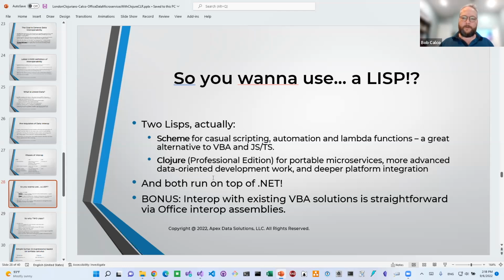And of course, there's a deeper platform integration with Clojure than pretty much any other scripting language. But both of them run on .NET, which means that as a bonus, we can interact with VBA solutions. There's an interop assembly for talking to the Visual Basic environment, so you can actually directly interop with VBA solutions that are out there.